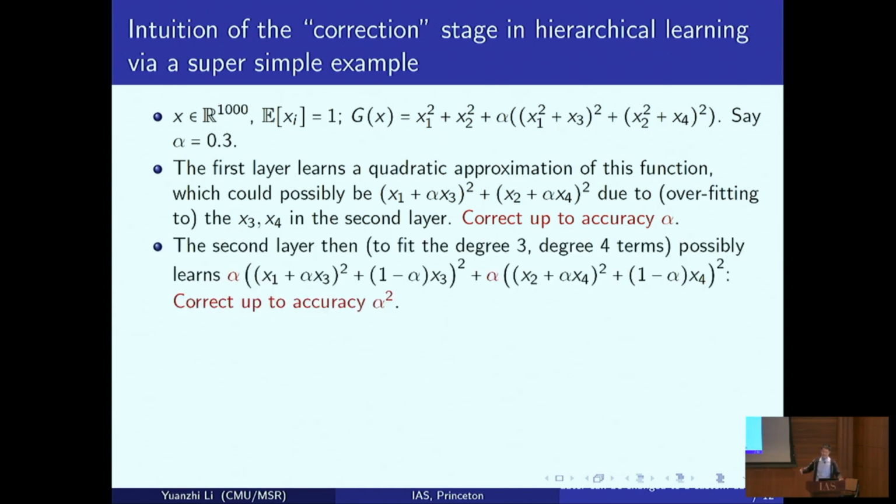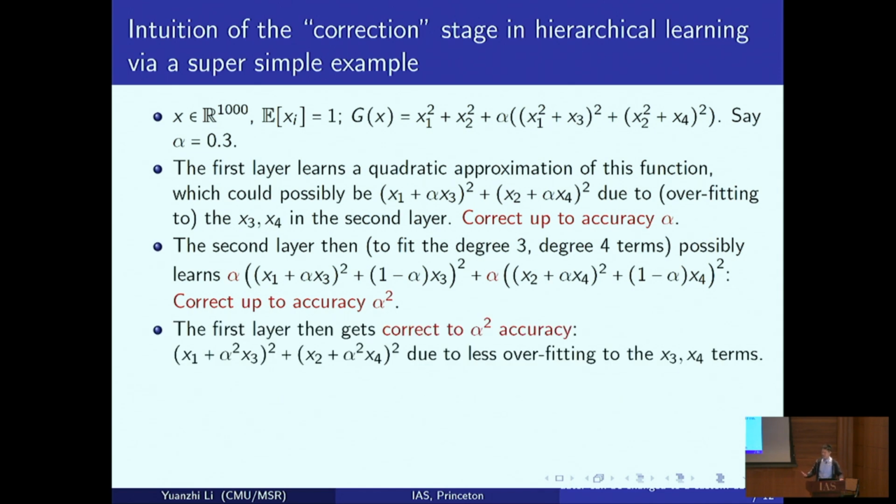And then the second layer takes this input, and it tries to fit something that the first layer cannot fit, which is a degree 3 and degree 4 term. And it possibly learns something like this. It's also not very accurate because the first layer is not very accurate. But now the main point is because there is alpha in front of this, the total accuracy of the second layer is actually alpha squared instead of alpha.